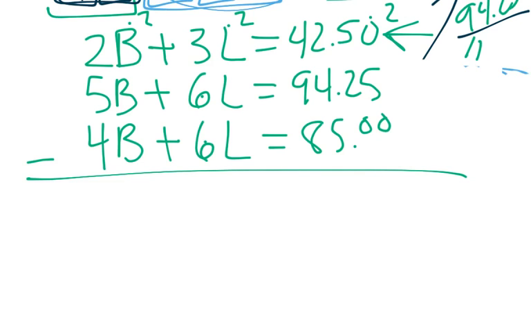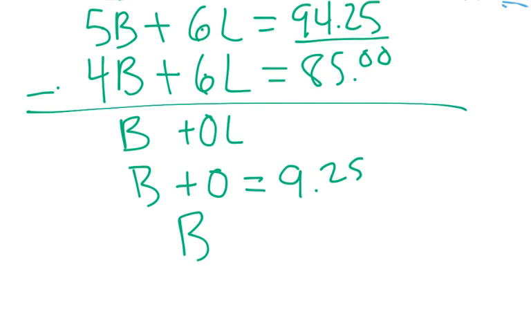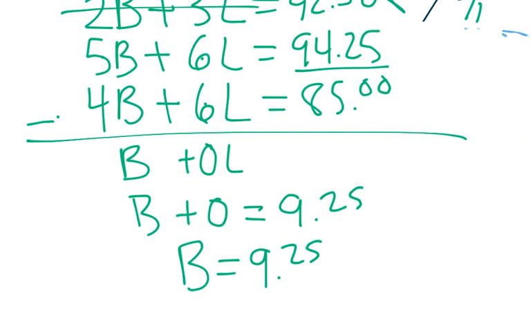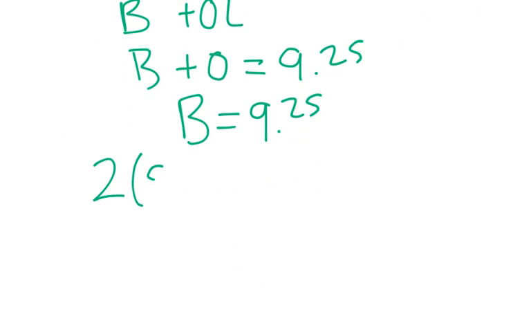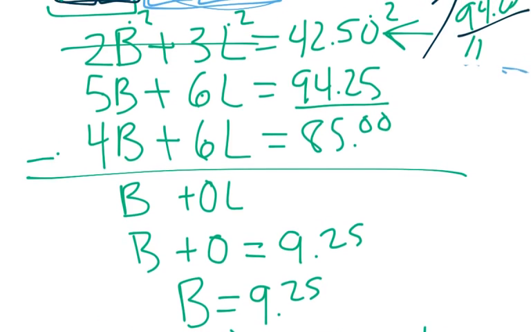So we subtracted, because 6 minus 6 gives us 0, which 0 times any variable is just 0. 5 minus 4 gave us 1b. And then 94.25 minus 85 gave us $9.25. So we had the Brutus Bites equal $9.25. Then we can go back to this original equation and use that concept of substitution, right? That if these cost $9.25, what was it, $42.50? Yeah.